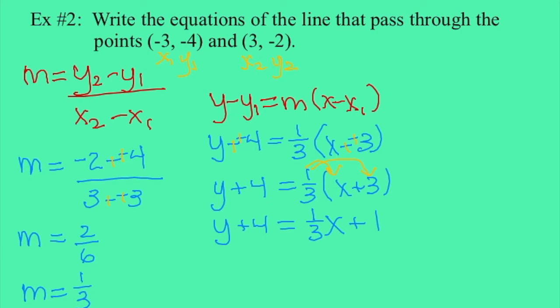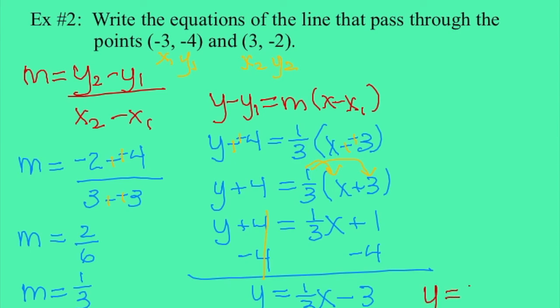And then I need to get y by itself. So to do that, I'm going to subtract 4 from both sides. These 4's cancel, and I am able to say that y is equal to 1/3 x minus 3. That is our equation in slope-intercept form, so I just want to write the form for you so you can see it here. So y equals mx plus b.